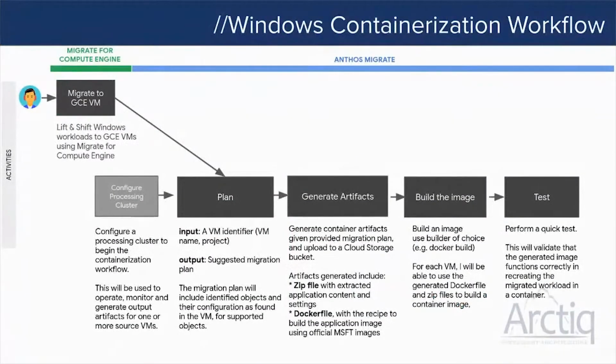For containerized workloads, for Migrate for Anthos, it gets a little bit more complex. You have to define a plan, which the migrate CTL command will do for you. It creates a plan and identifies what artifacts it needs to extract from your Windows servers, and then generates the Docker files and the artifacts so that you can build the image and then upload it to your cluster.